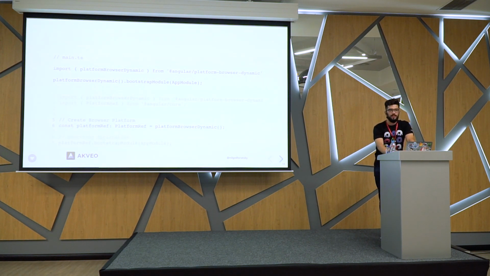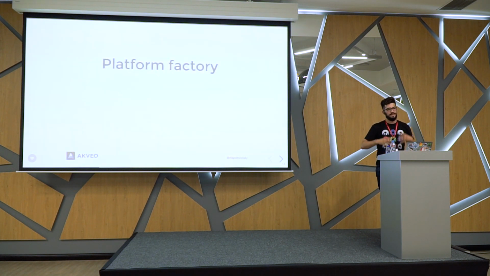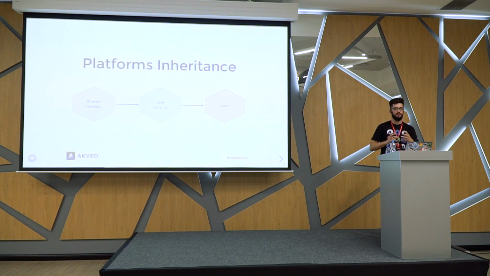Okay. Do you remember that main.ts file I showed you previously? I've slightly rewritten it just to facilitate understanding. And here we can notice how the platform ref is created as a result of the platformBrowserDynamic function call. The platformBrowserDynamic function is a platform factory. It's a function that can create new platforms. It's pretty simple, yeah.